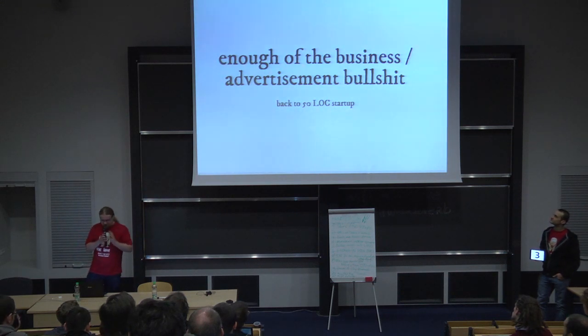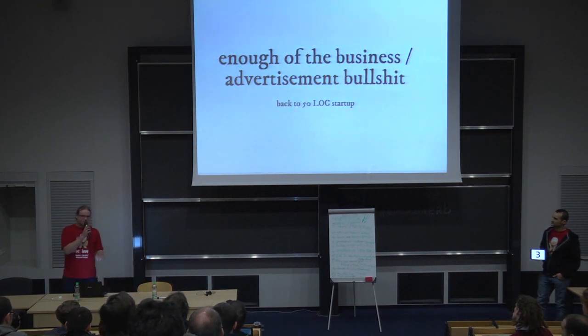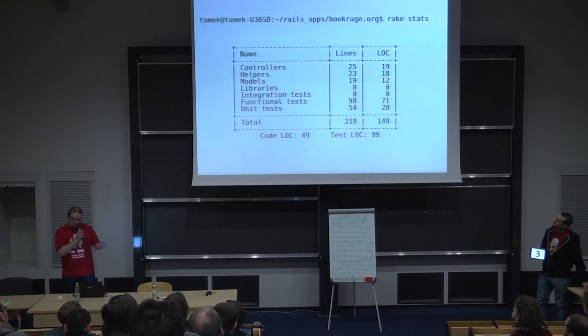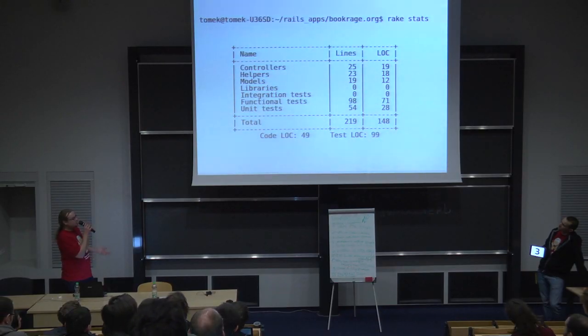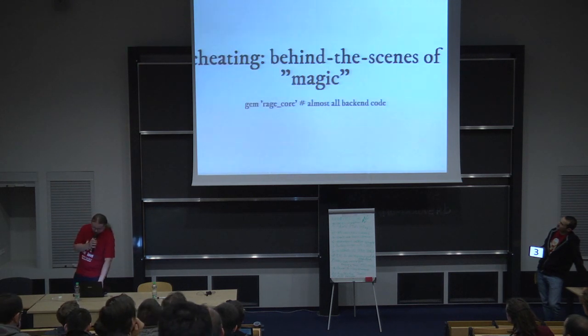So, enough of the advertisement, back to doing a startup in 50 lines of code, how to do it. I ship you not, this is the current rake stats from the Bookridge project. It even has not 50, but 49 lines of actual code. Don't look at the tests, they're kind of like a residue. Well, maybe later about tests.